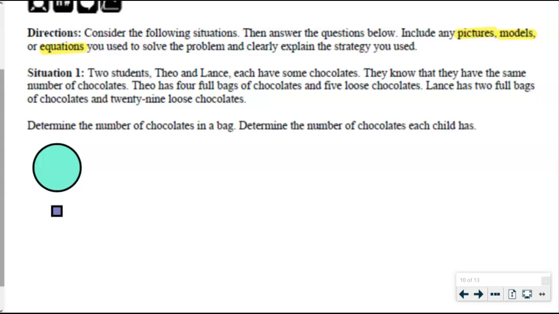Here is the first situation, and we're going to focus on this one all together as a class. Two students. Their names are Theo and Lance. They each have some chocolates. They know that they have the same number of chocolates. Theo has 4 full bags of chocolates and 5 loose chocolates. Lance, who does have the same amount as Theo, has it in a different version. Lance has 2 full bags of chocolates and 29 loose chocolates. What you need to do is determine how many chocolates are in a bag so that you can then use that information to figure out the number of chocolates that each child has.